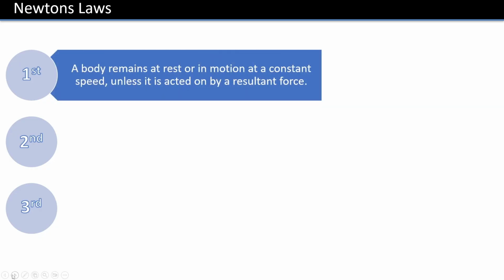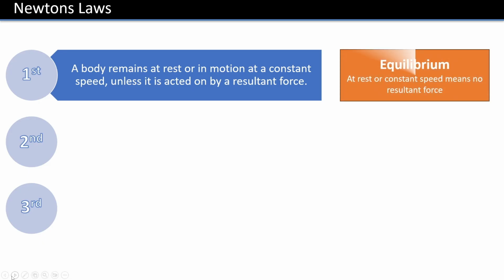So the first one says that a body remains at rest or in motion at constant speed unless it is acted upon by a resultant force, and this relates to equilibrium. So at rest or at constant speed, there is no resultant force. In other words, the force going to the left is equal to the force going to the right, and the force going up is equal to the force going down.